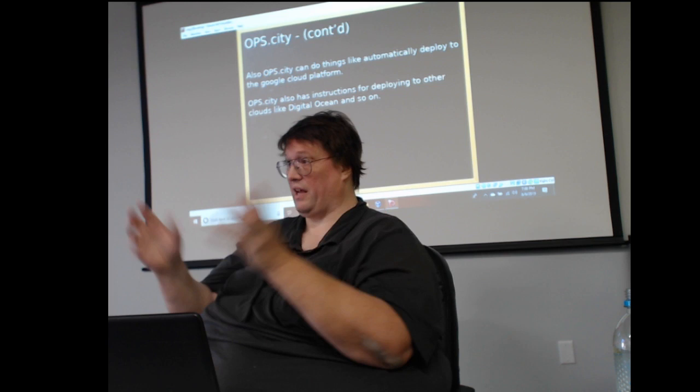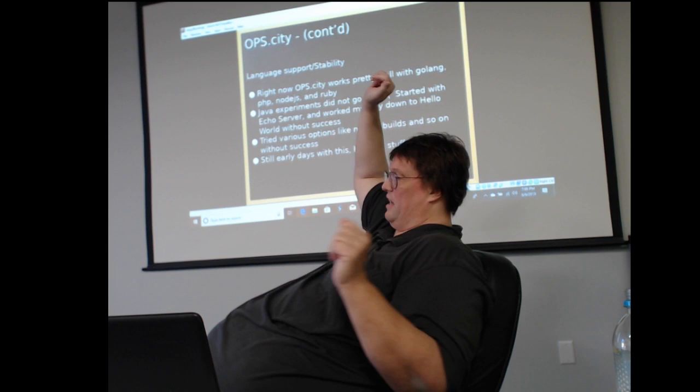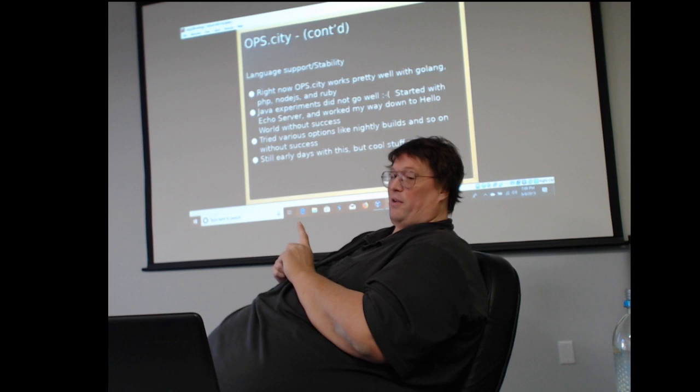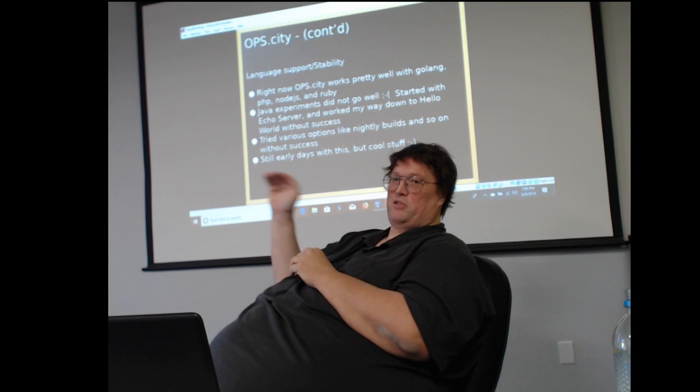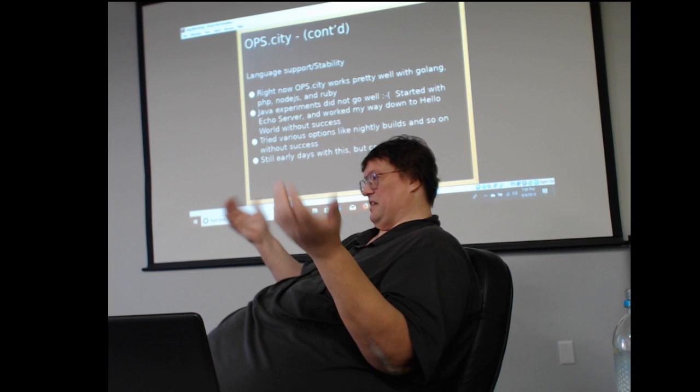Language support stability. Right now, Opsity works pretty well with Golang, PHP, Node.js, and Ruby. My second experiment was with Java, and it did not go well. Let's just put it that way. Started with the Echo server, worked my way down to Hello World and just kept going simpler and simpler, and I never had success with it. Tried various options, grabbed their nightly builds, all that kind of stuff. I just couldn't get it to go. Looked at their forums, didn't have much luck, so I would not say this is Java ready, but it's interesting.